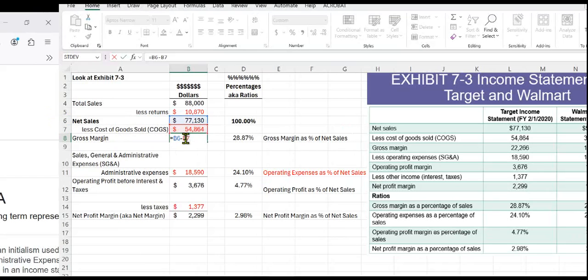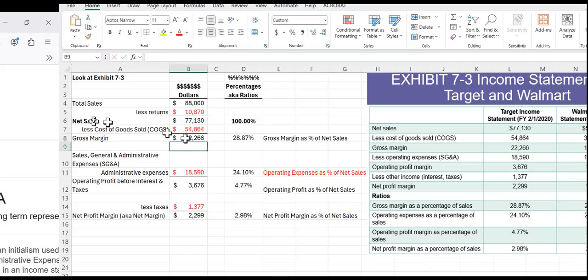Now listen, don't look at this as math. Just look at it as typing. Excel's doing the math for us. All we have to do is tell it where stuff is and what to do with it by typing. It's very, very simple. So we'll hit enter. And if our math is right, net sales less cost of goods sold is gross margin, 22,266. Oh, that's what the textbook has, 22,266.